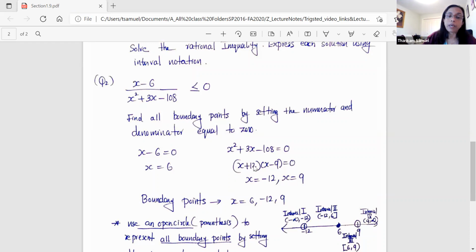So x plus 12 equals 0. From that, we'll get the value of x equals negative 12. Set x minus 9 equals 0. So the value of x from this factor is x equals 9. So the boundary points are 6, negative 12, and 9.